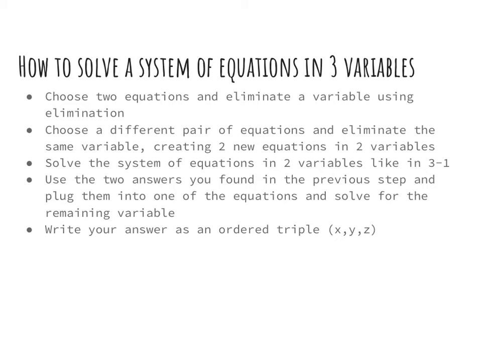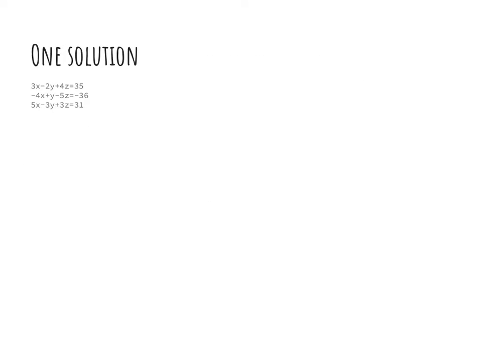Then we've got our answer for two of the variables. We can go back to our original equations, pick one of them, plug in the two variables that we know, and solve for the last one. And then we can write our answer as an ordered triple. So we're going to start by looking at some one solution systems.